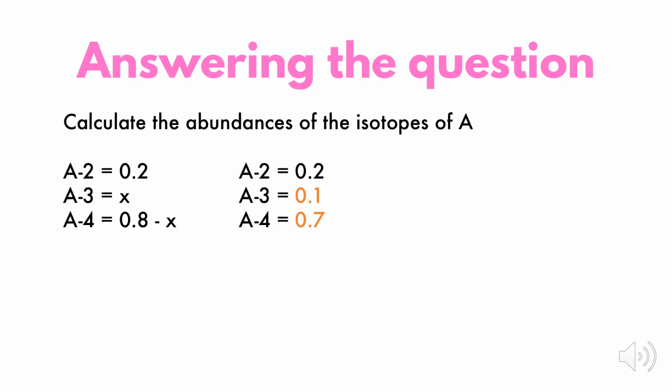Taking what we've just calculated then, the abundance of A2 is 0.2, as we know. Given that A3 was x, its abundance is 0.1. And given that the abundance of A4 was 0.8 minus x, we're now left with 0.7. And here are our abundances, 0.2, 0.1 and 0.7. And you can see they add up to 1, so that maintains that rule of the total abundance being 1.